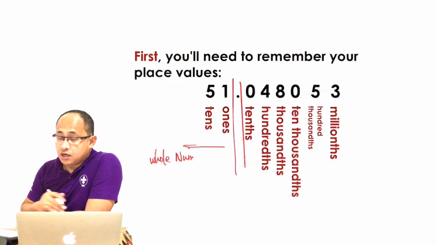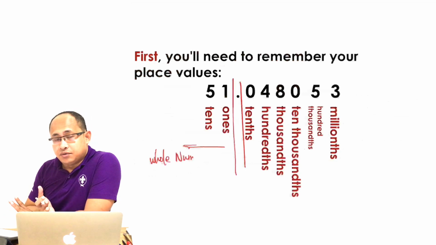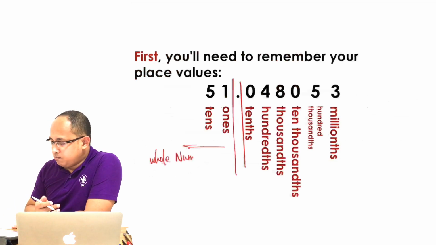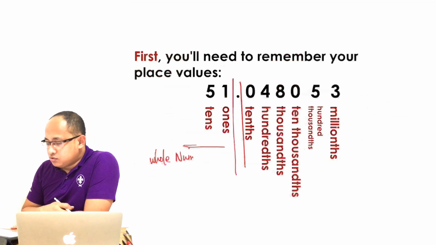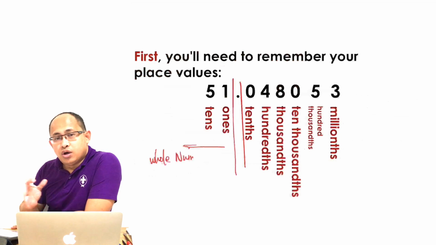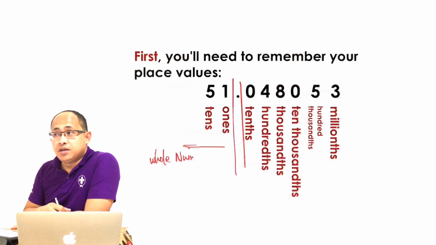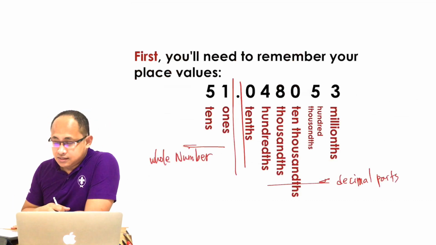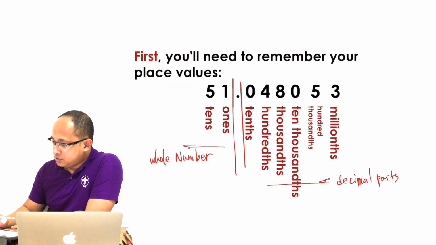Going to the left, we start with ones, tens, hundreds, thousands, 10,000, 100,000, a million. Now, going to the right part, we start with tenths, hundredths, thousandths, 10,000ths, 100,000ths, millionths, and so on and so forth. So we round off numbers based on the decimal place value that is being asked. Remember that one always.